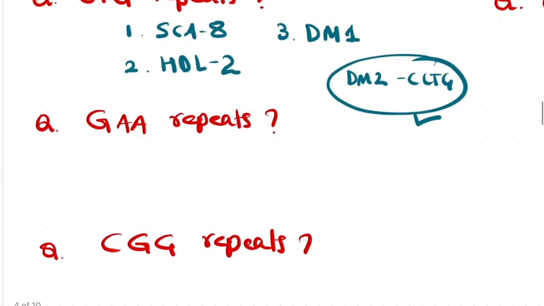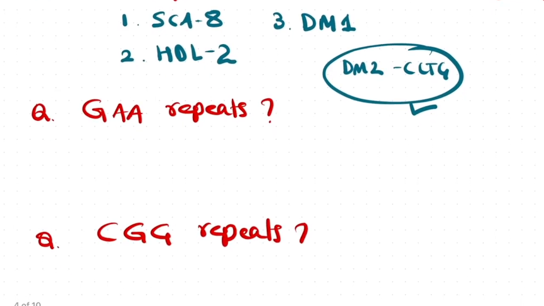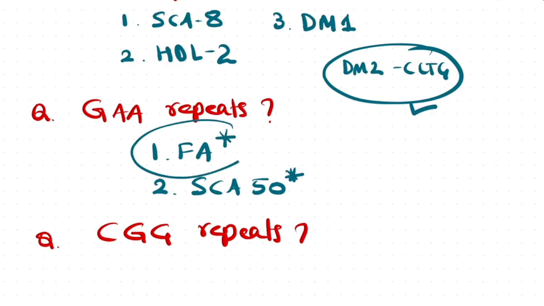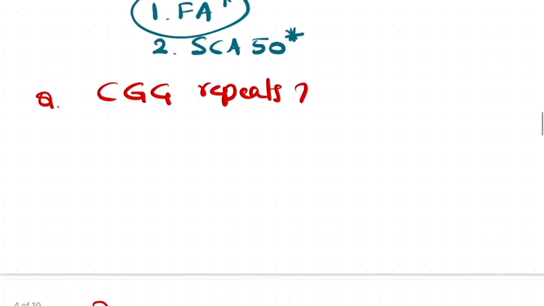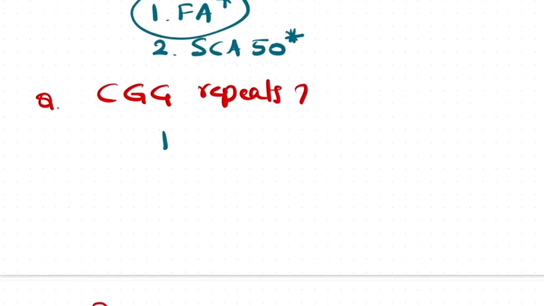Next, what are the conditions with GAA repeats? One is Friedreich's ataxia, then SCA50. This is given in some articles, but I don't know the authenticity of the information. So you can remember only Friedreich's ataxia as the answer for this. GAA repeat. Okay, CGG repeats. Where do you see this? It is seen with Fragile X syndrome.